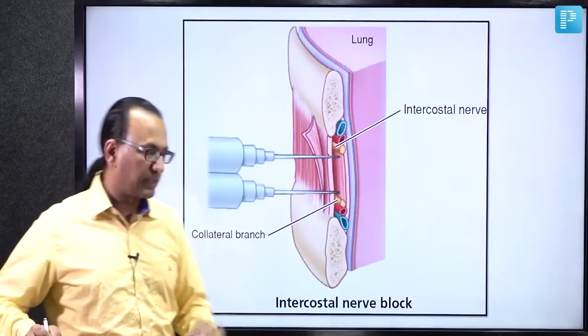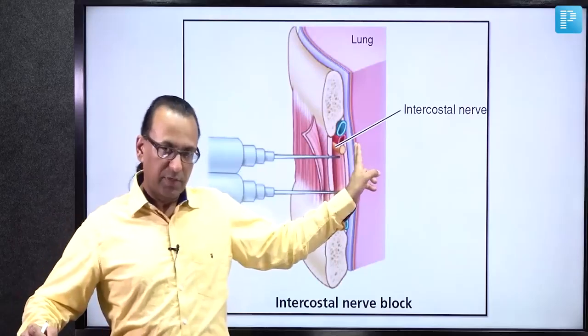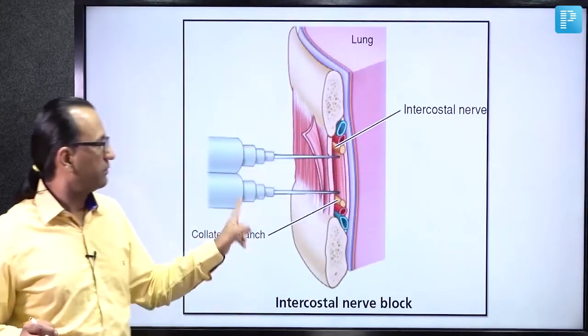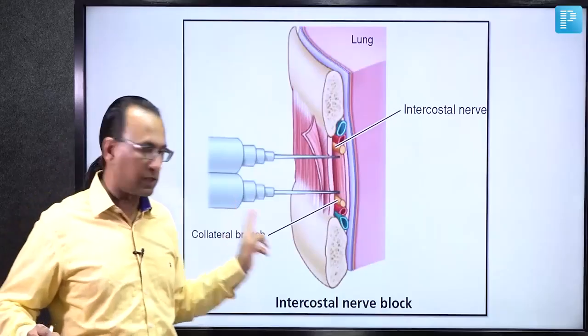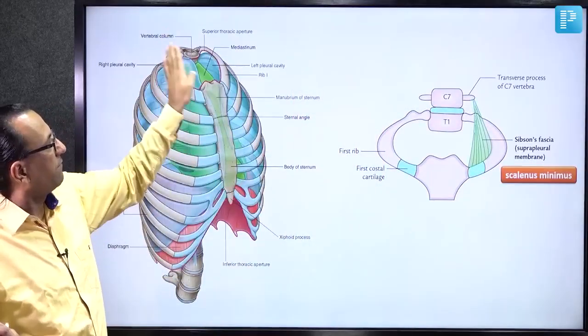So the aspiration is done above the rib and the block is done below the rib, but you should also additionally block above the rib. If an intercostal block is asked, what is my first answer? Below the rib.